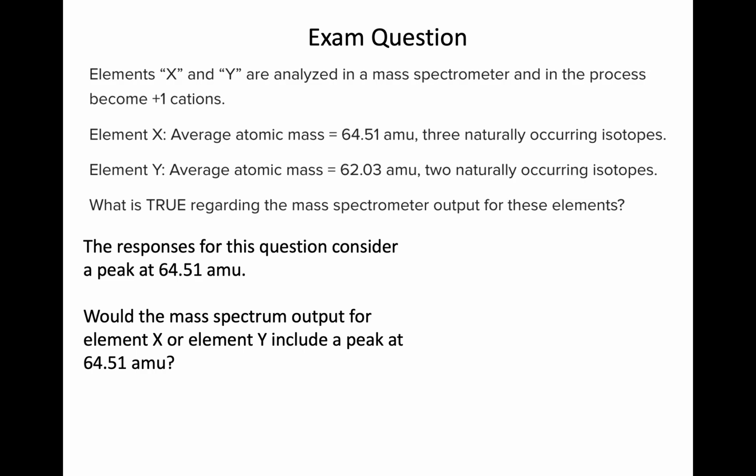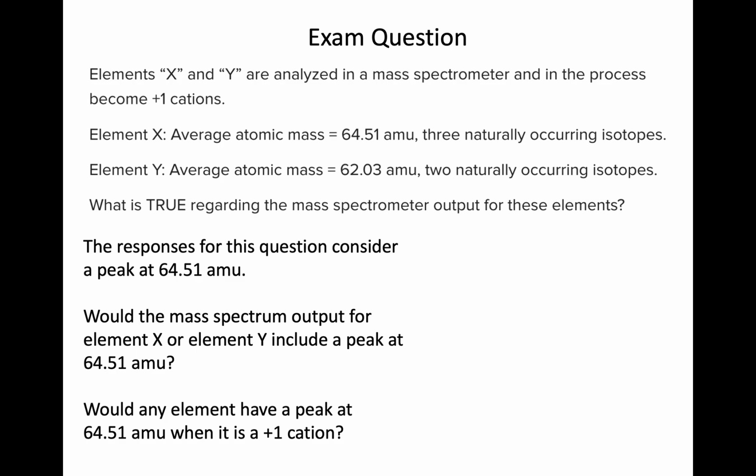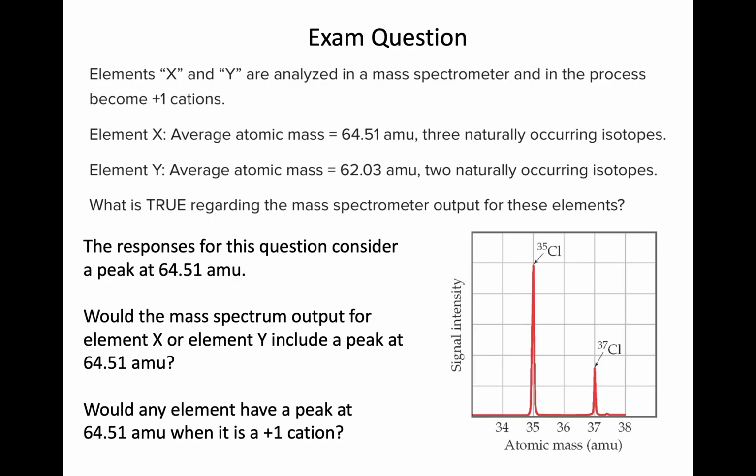Would the mass spectrometer output for either of these elements have a peak at 64.51 AMU? I'd say even more generally, would any element have a peak at 64.51 AMU? What am I getting at with that? When we're looking at the output on the mass spectrometer, it's at whole number values for the AMU. It is adding up the mass for the neutrons and the protons. We don't have fractional amounts there. You would not be finding a peak at 64.5.